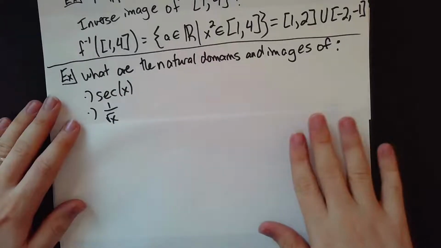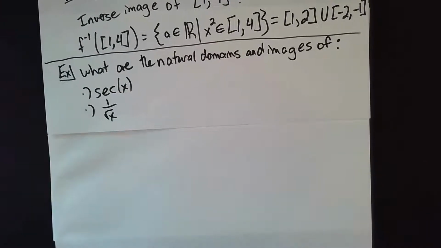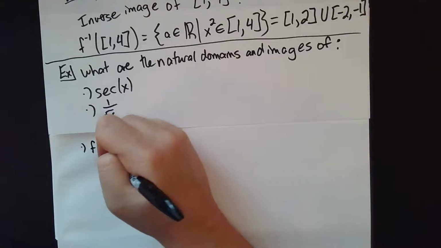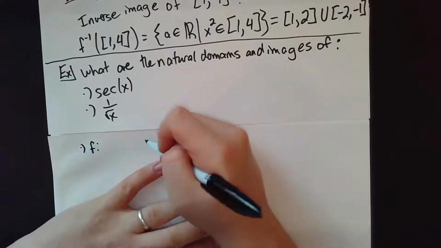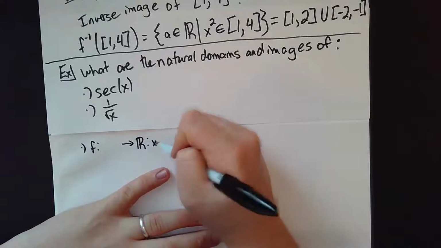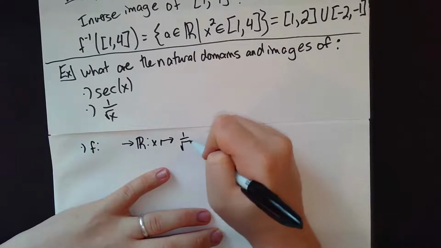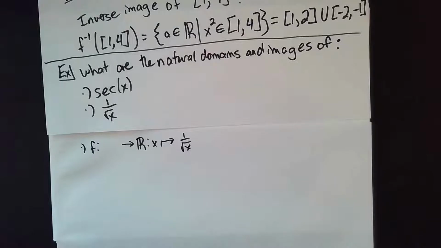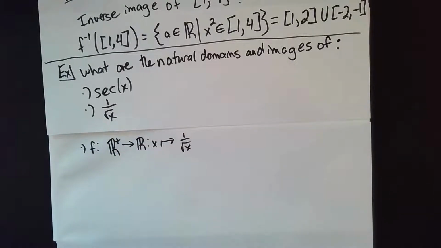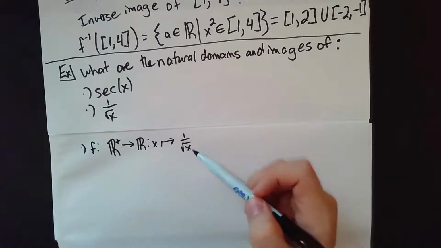Okay, so let's talk about... I'm actually going to do the second one first. So what's the natural domain of 1 over the square root of x? R plus, right. In order to take a square root, I need the number to be at least as big as 0.